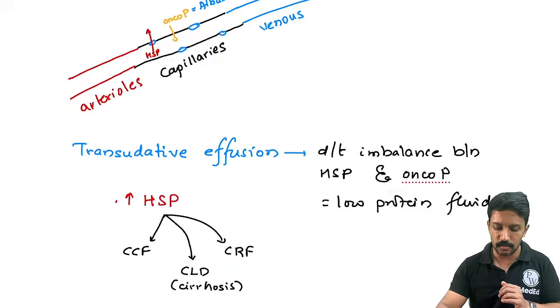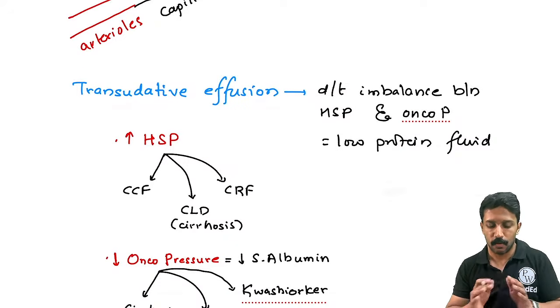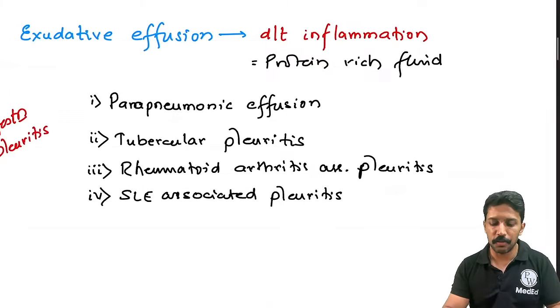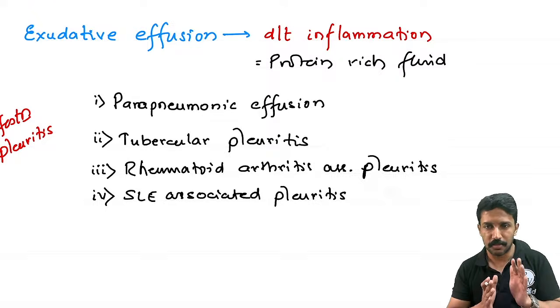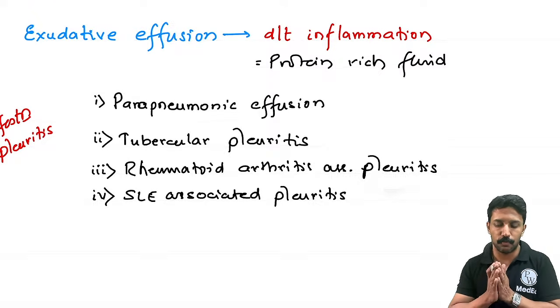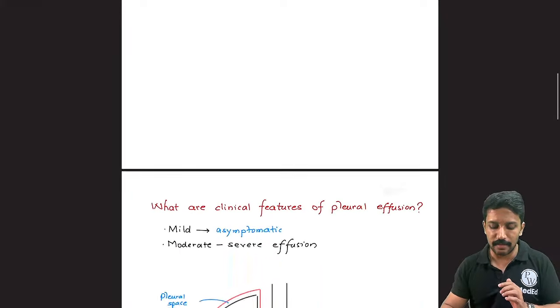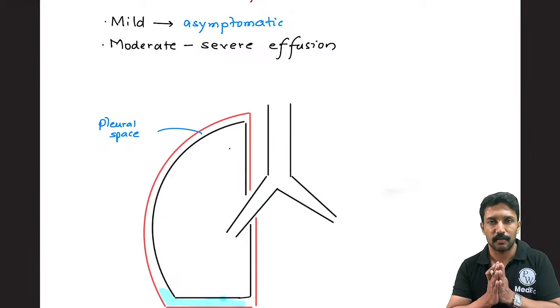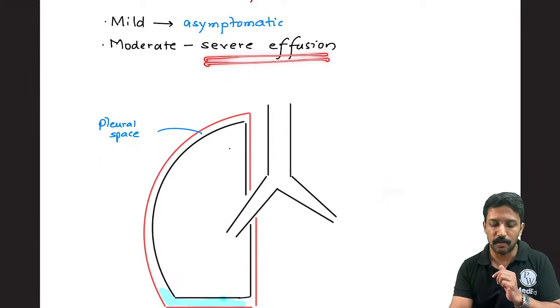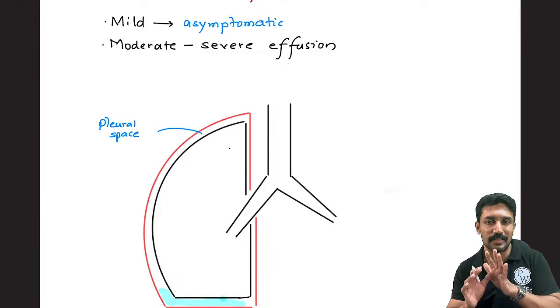Imbalance always causes transudative effusion. Or there can be inflammation. Inflammation always causes exudative effusion. We have listed the causes for transudative and exudative effusion. Then we looked at the clinical features. If there is minimal pleural fluid, the patient will be asymptomatic. But when it is massive, the patient will definitely become symptomatic. They will present with symptoms.